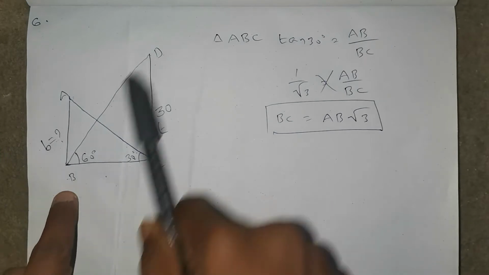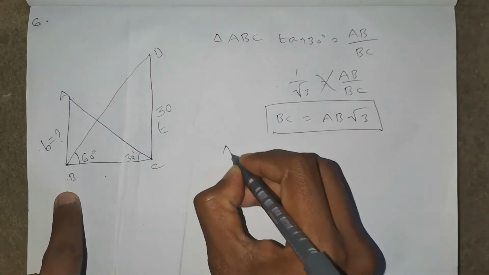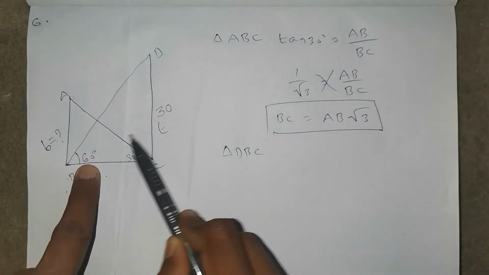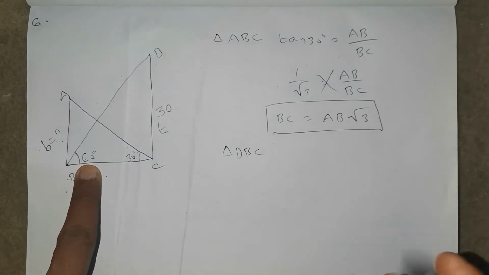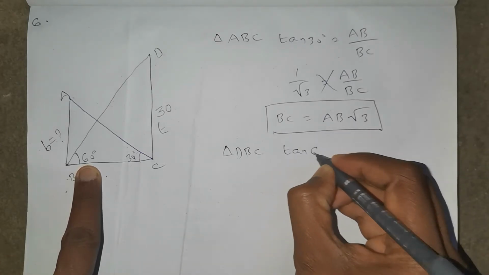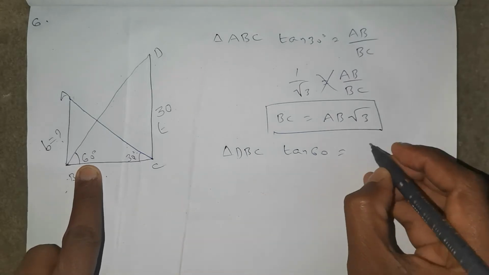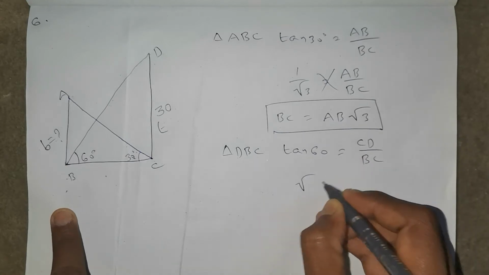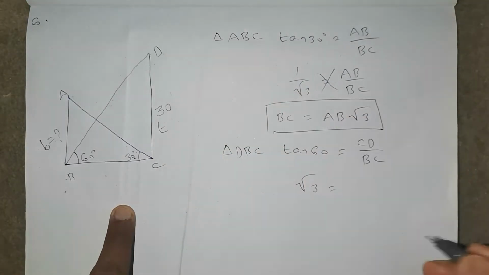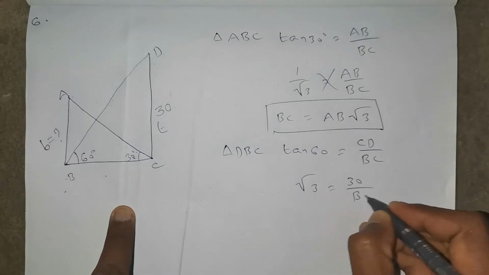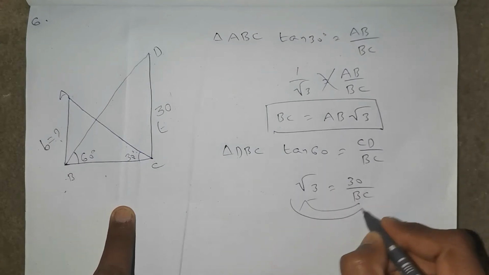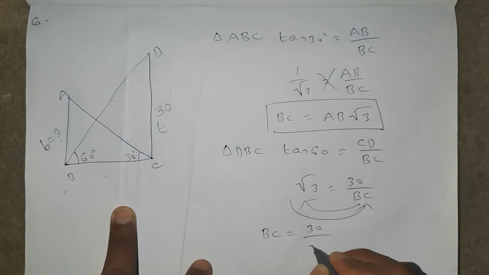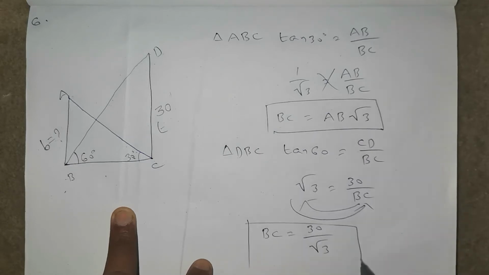Now I am going with the bigger triangle, triangle DBC. In triangle DBC, this is 60 degrees, so opposite to 60 degrees we have this, and this is adjacent. So again tan 60 is equal to opposite CD divided by adjacent BC. Tan 60 is root 3, which is equal to CD, given as 30, divided by BC, which we don't know. I'll take BC to this side and root 3 to this side. So we will get BC is equal to 30 divided by root 3. This is equation number 2.